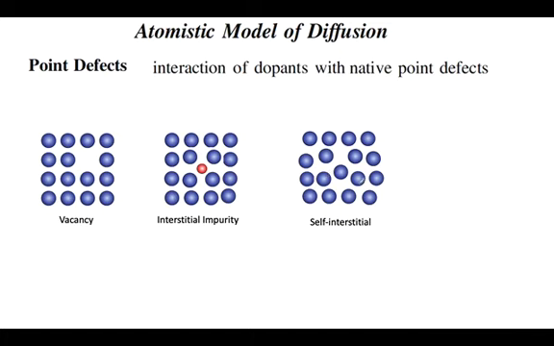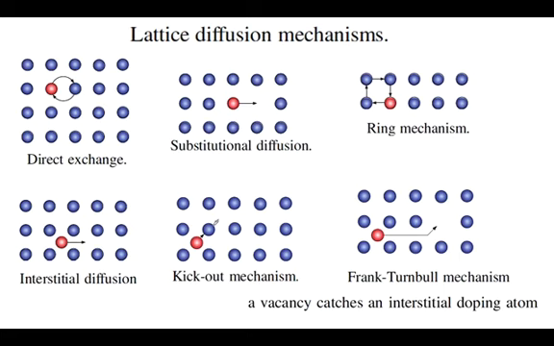You can have interstitial diffusion. When it is sitting at an interstitial position, it can also diffuse to another and occupy another interstitial position. There are several options for this, and one is called the kick out mechanism. This can actually kick one of the silicon atoms out and then sit there. You can also have the Frank-Turnbull mechanism, where a vacancy catches an interstitial dopant. So you have a dopant atom sitting at the interstitial position, but it can actually occupy one of these lattice sites. These are all different types of lattice diffusion that take place inside the material after you dope it, and that's very important.